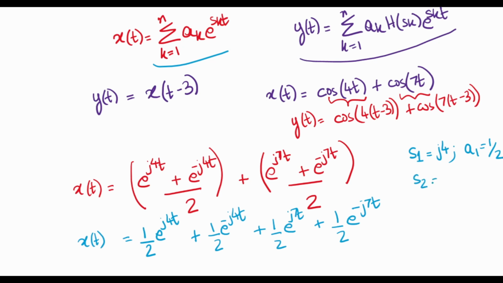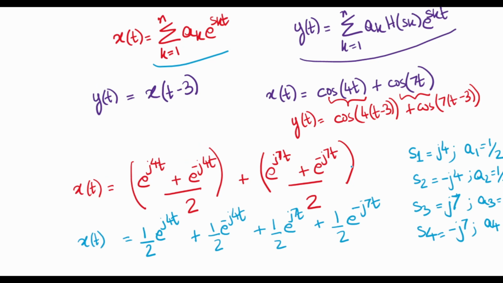Similarly, I have S2 equal to minus J4 with A2 equal to half, S3 as J7 and A3 again as half, and S4 equal to minus J7 with the coefficient A4 equal to half.